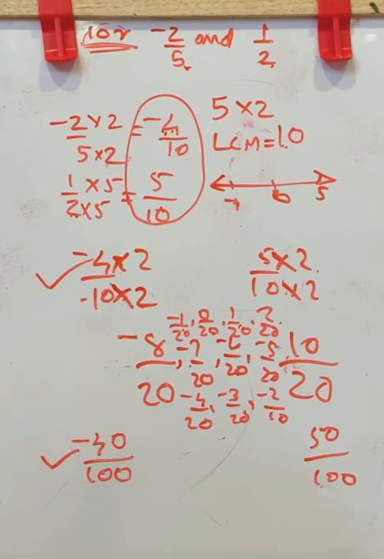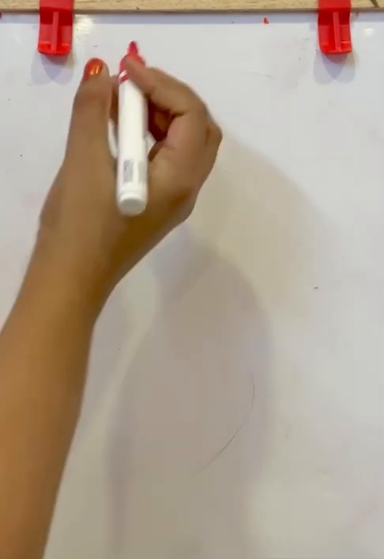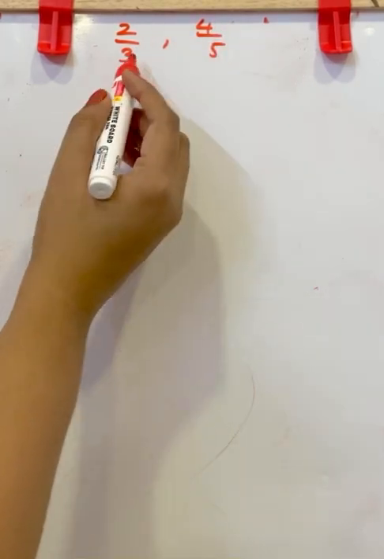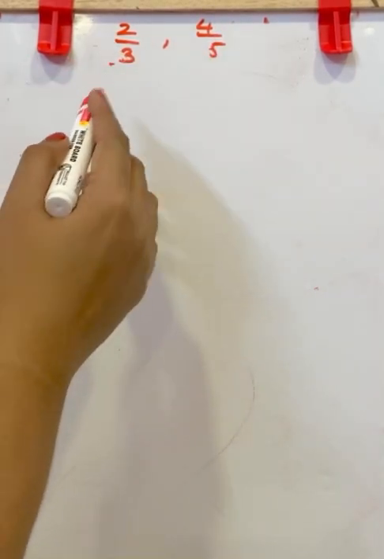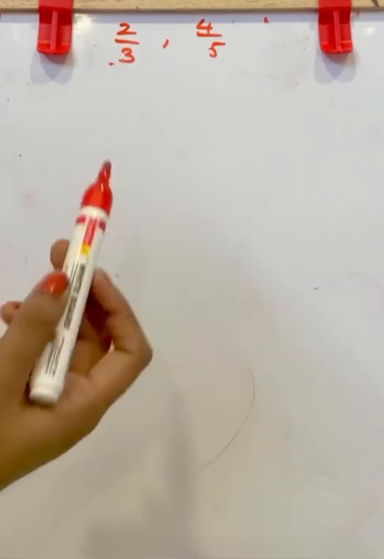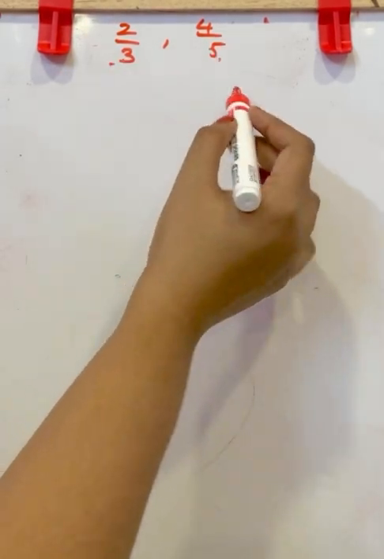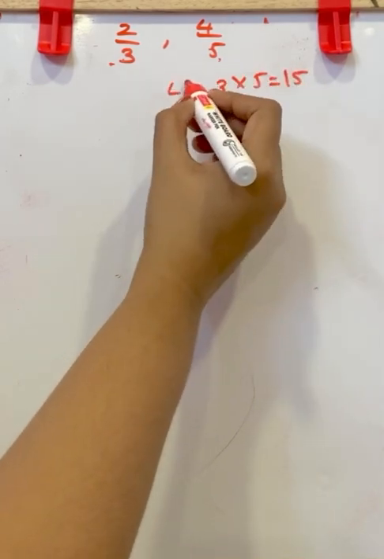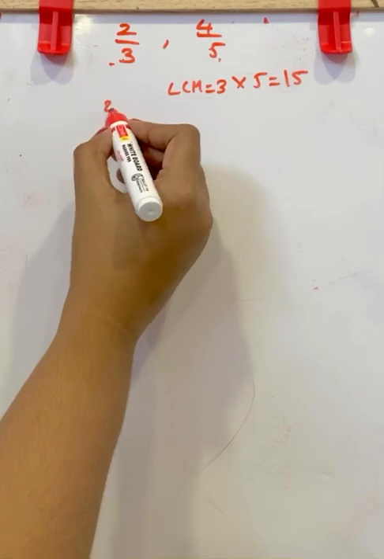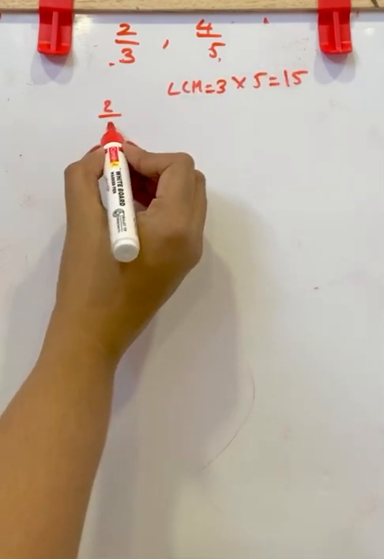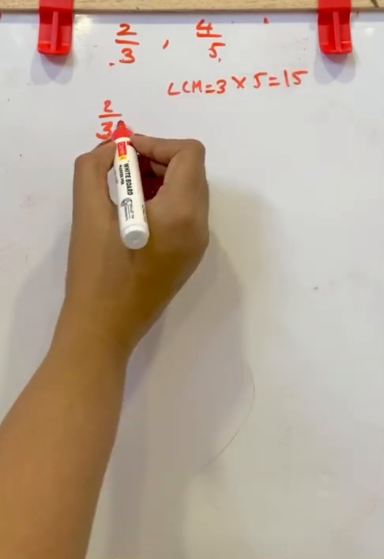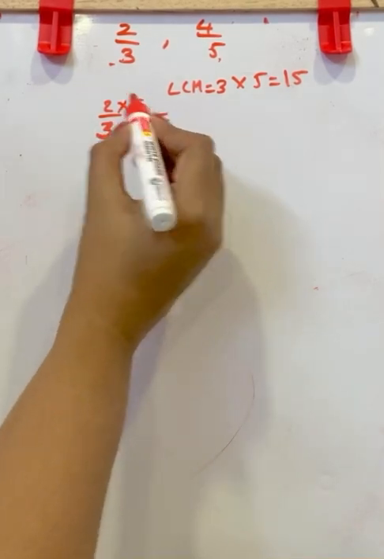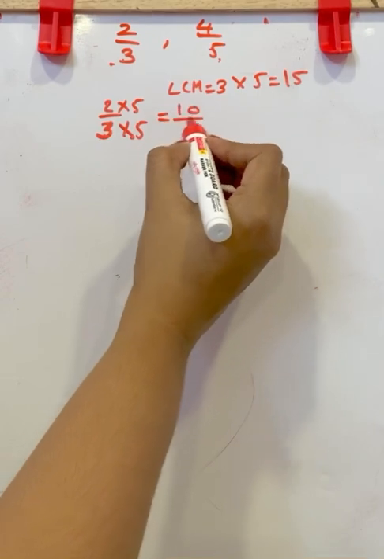Now next question. Find 5 rational numbers between 2 by 3 and 4 by 5. Here the denominators are different. So first you have to make the denominators the same. Here both are prime numbers, so you can't factorize. Just multiply them, you will get the LCM. LCM is 15. Now make 2 by 3 to this LCM. That is, 3 you have to change to 15. 3 into 5 is 15. So here also into 5. That is, 2 by 3 becomes 10 by 15.